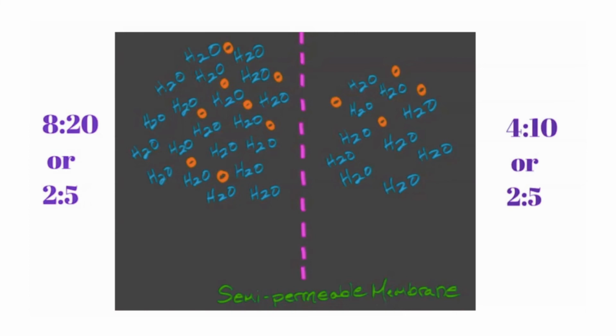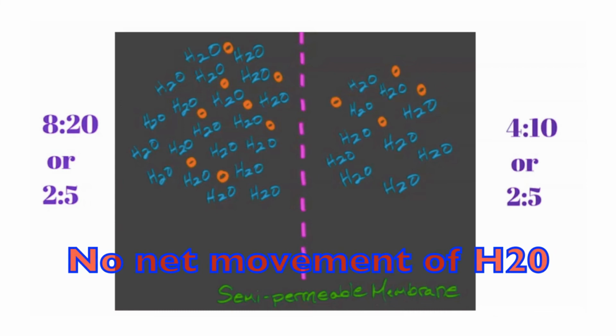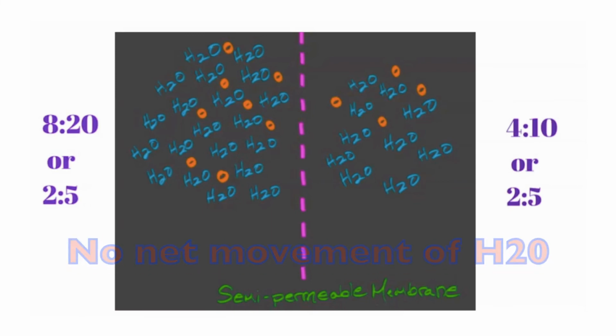On the left side, 8 to 20, I just divided by 4. On the right side, I divided by the common denominator, which is 2. Both come out to 2 to 5, 2 solutes to 5 water molecules, which is the same. So there is going to be no net movement of water molecules because the concentration on the left is the same as the concentration on the right. And to be clear, we're talking about water here. There's an equal concentration of water on the left side of this membrane as there is on the right.